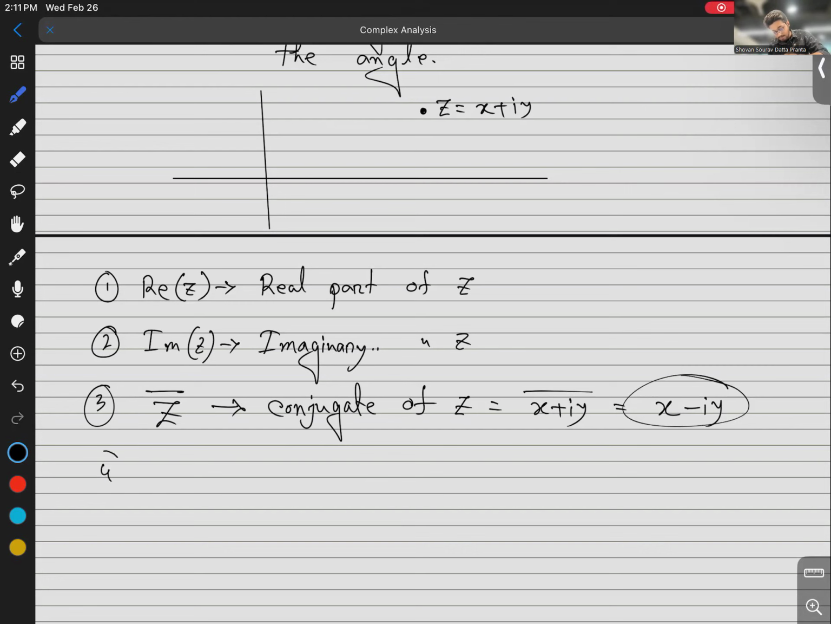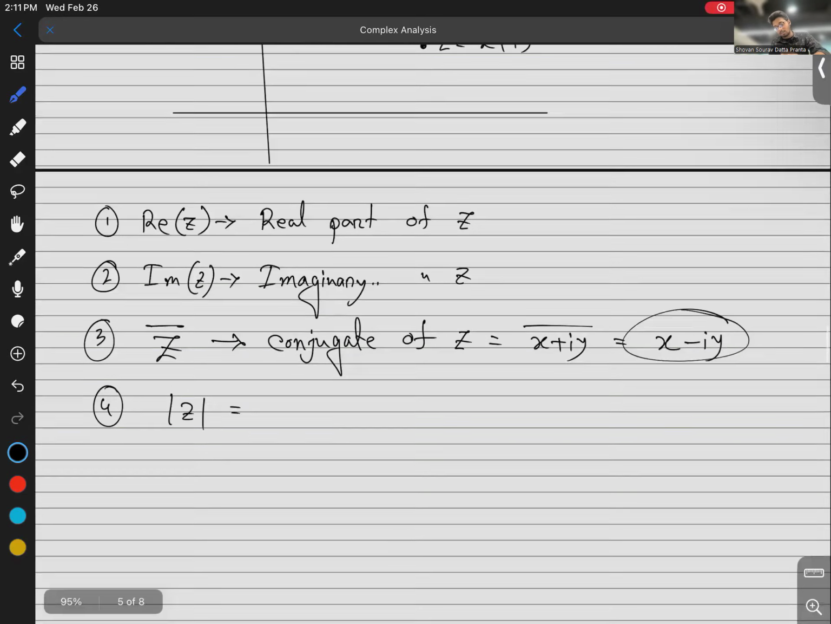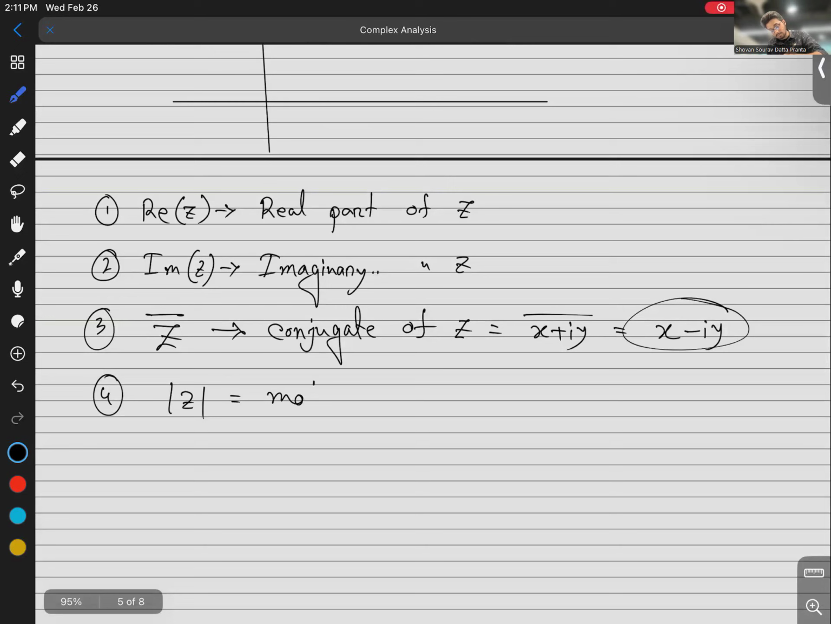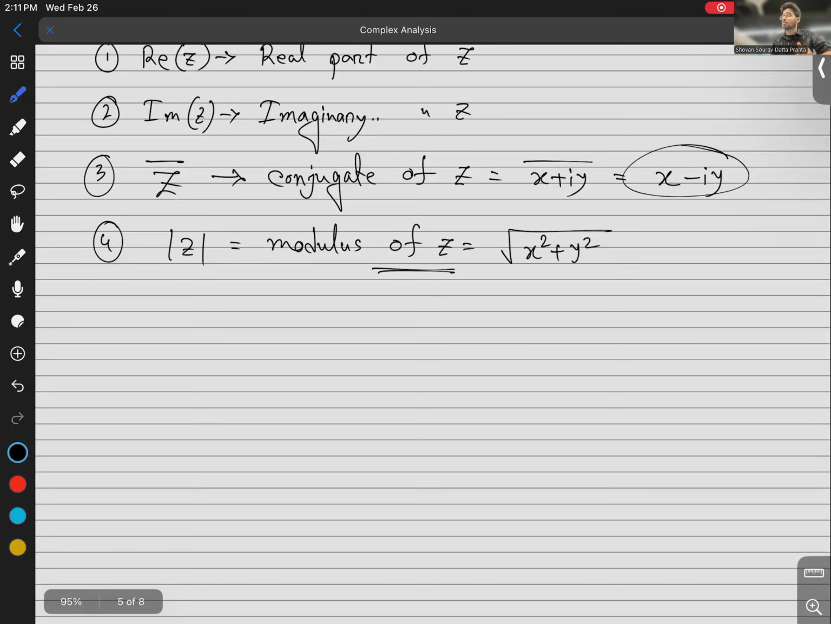And then finally, the modulus of z. So what is the modulus of z? Modulus is basically the distance between the complex number in a plane and the origin. So the modulus of z should be root over x square plus y square. We can just use the Pythagoras theorem here to find the modulus of z, which is root over x square plus y square.